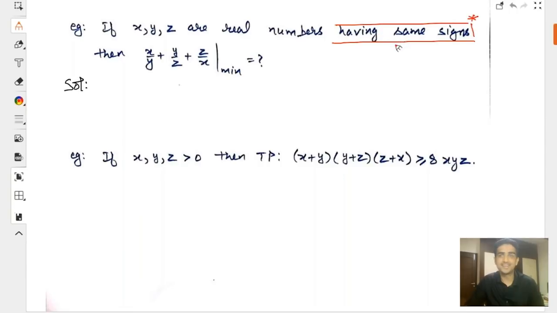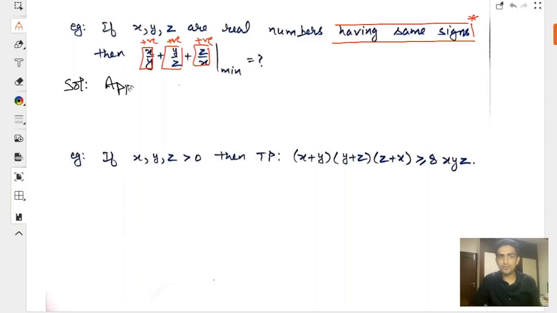This thing is a major hint, because it is telling me that these are positive. If they have the same sign, then x by y, y by z, z by x will be positive. So the terms involved are positive, the minimum value is asked, and clearly their product is also very good. It is cancelling out, the product is 1.